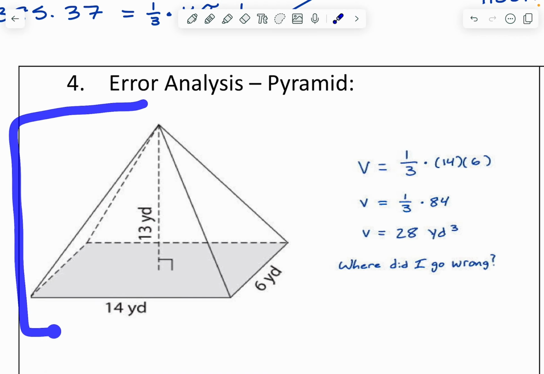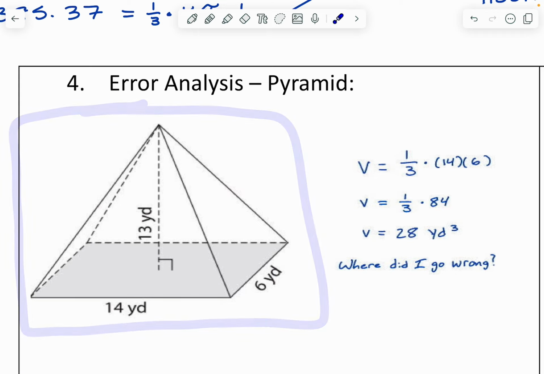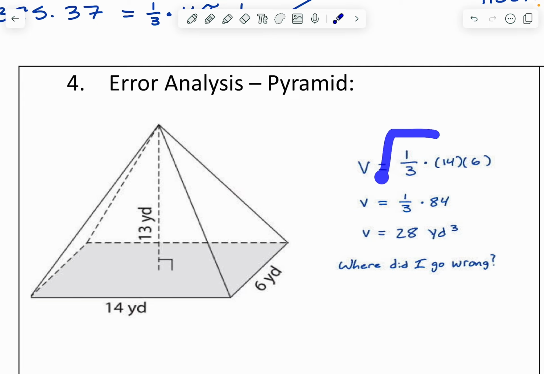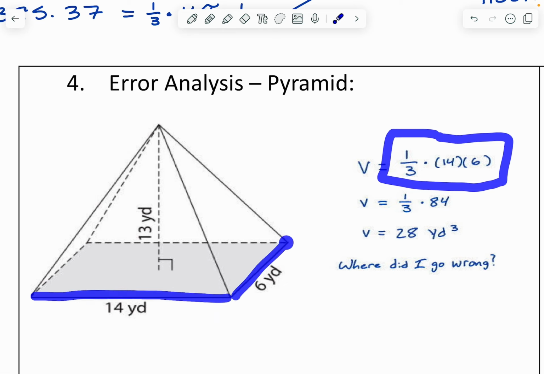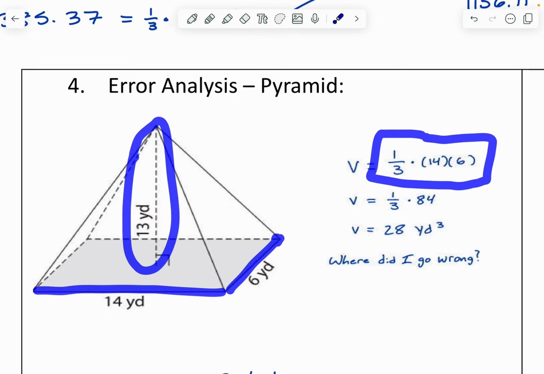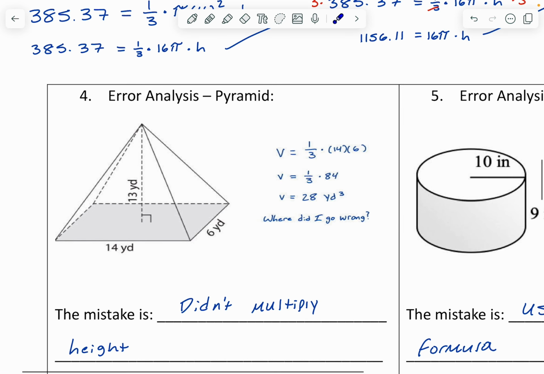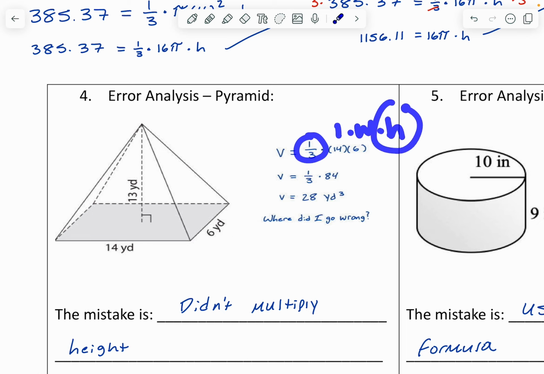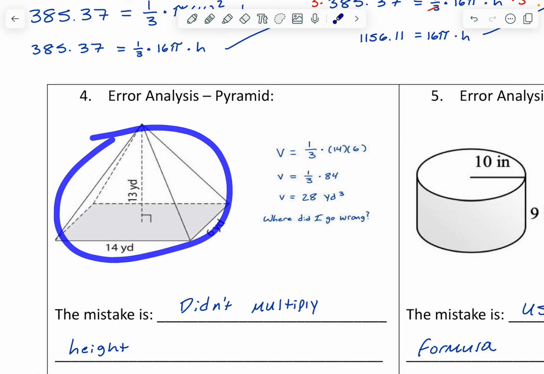I have a pyramid, and in order to find the volume of this pyramid, I did 1/3 times 14 times 6. Right off the bat, that should kind of jump out at me because I did not use the height. I did not multiply the height at all. Right, so I have 1/3 times length times width times height, but where's the height? That's where the error is.